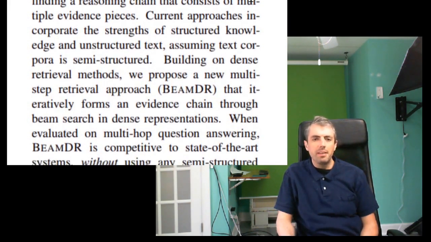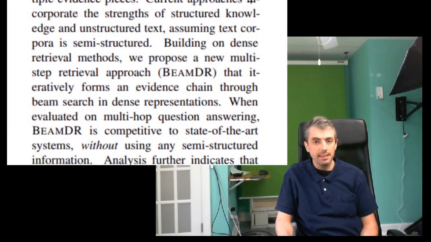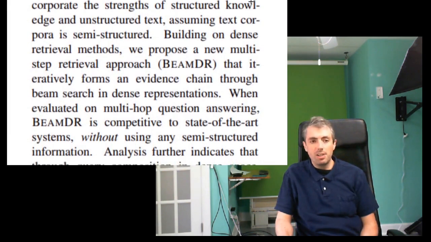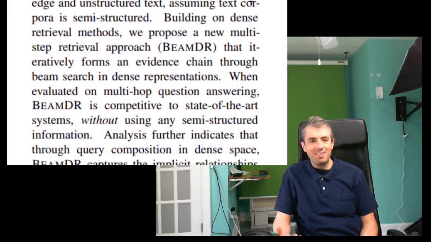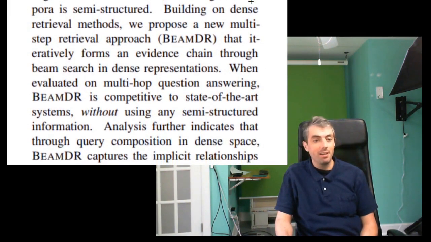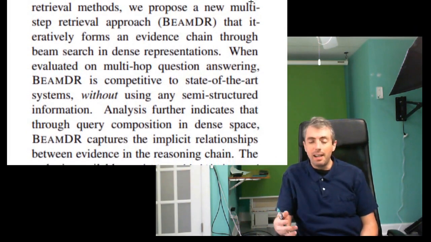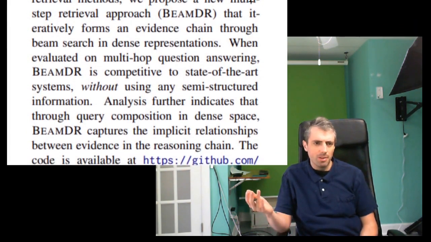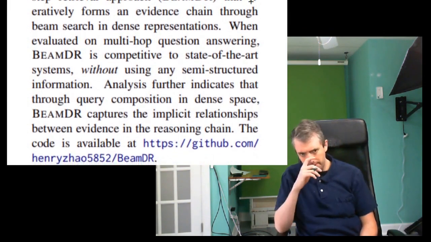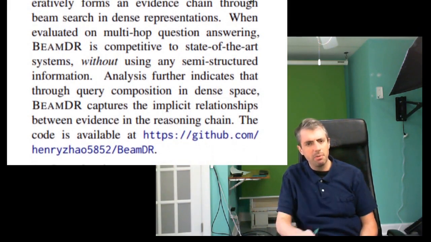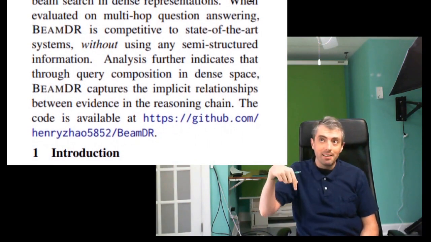Building on dense retrieval methods, we propose a new multi-step retrieval approach, Beam DR, that iteratively forms an evidence chain through beam search in dense representations. When evaluated on multi-hop question answering, Beam DR is competitive to state-of-the-art systems without using any semi-structured information. Analysis further indicates that through query composition in dense space, Beam DR captures the implicit relationships between evidence in the reasoning chain. The code is available at a link in the description.